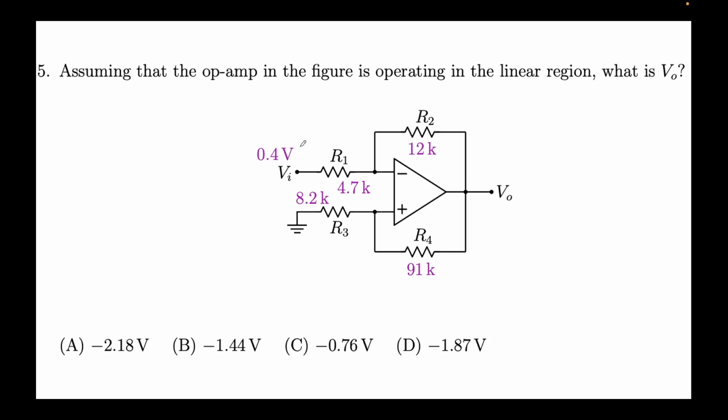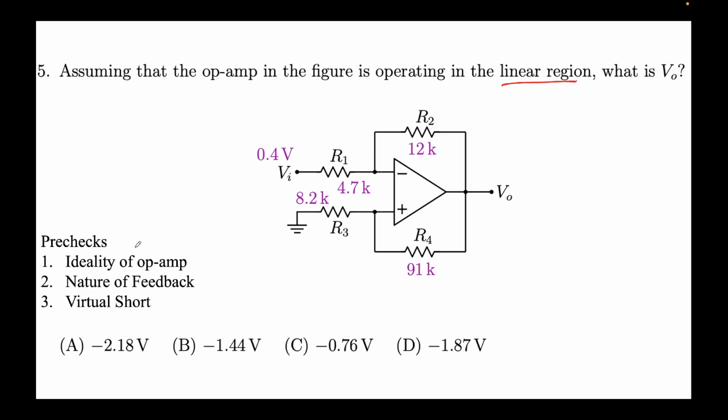Right. Assuming the op amp is operating in the linear region, what is V naught? So this is the circuit diagram that is being given to us. Pre-check the ideality of the op amp. Again, if nothing is given, we assume R in is infinity, R naught is 0, and I in is 0. This means there's no input current. So this current is 0, and again this current is 0, right?